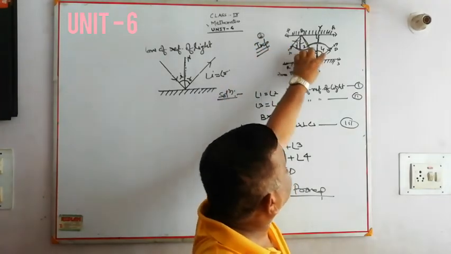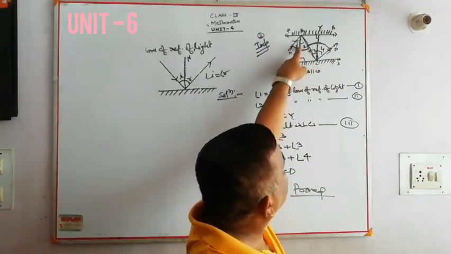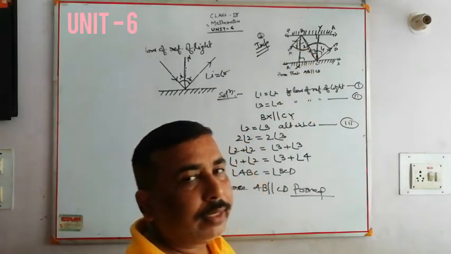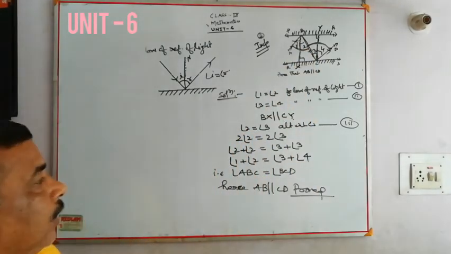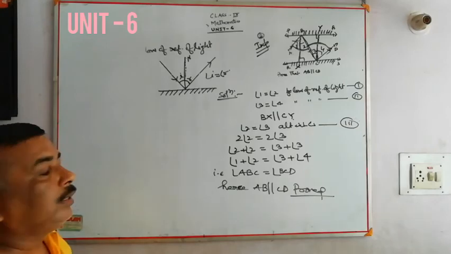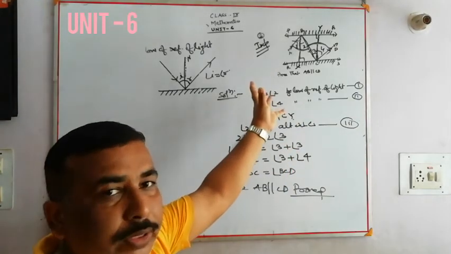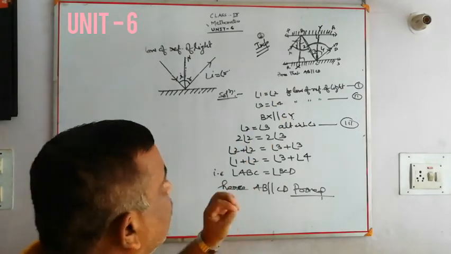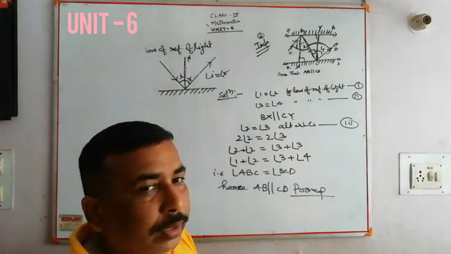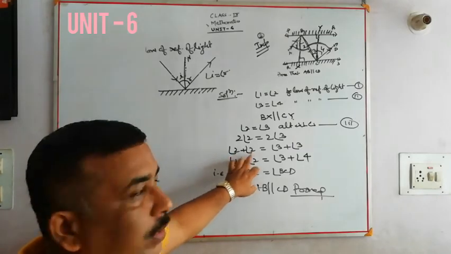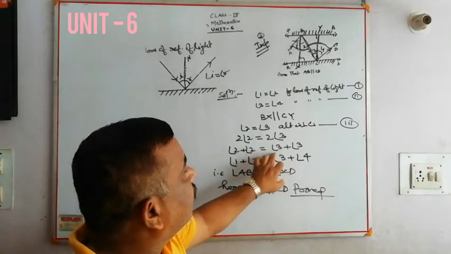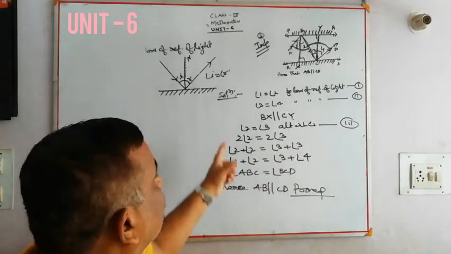Normals are perpendicular. Therefore, these lines are parallel lines. Hence, angle 2 and angle 3 are equal. These are alternate interior angles. Now, multiply by 2 on both sides in equation number 3. Then I write 2 angle 2 is equal to 2 angle 3: angle 2 plus angle 2, and angle 3 plus angle 3.